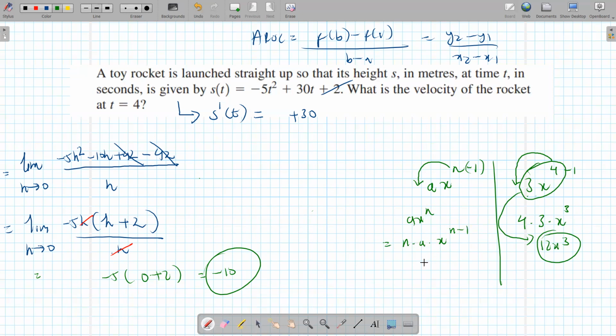Two times negative 5t. Yeah, so that's going to be negative 10t, right? Straight up.